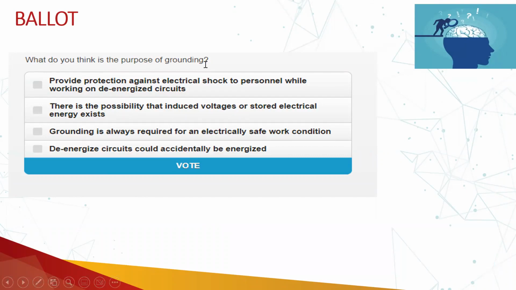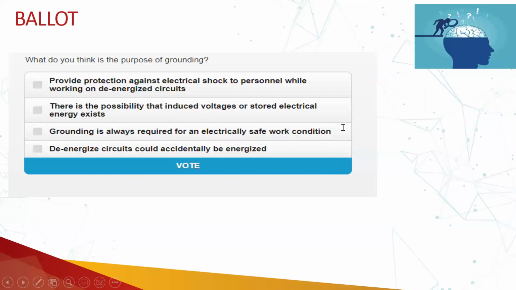What do you think the purpose of grounding is? Basically, the grounding we do at the last stage provides protection against electric shock to a person while working on a de-energized circuit. We don't ground circuits which are live or energized. Basically, we ground circuits which have been put into an electrically safe work condition, but still, if there is some chance of re-energization or malfunctioning, that may cause electric shock. There is a possibility that induced voltage or stored electrical energy exists. Yes. Grounding is always required for an electrically safe work condition.